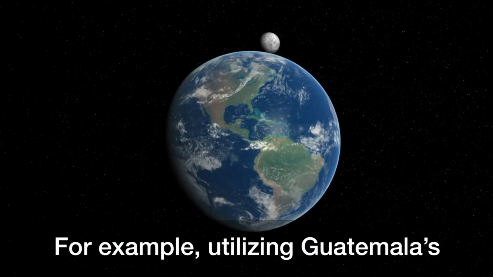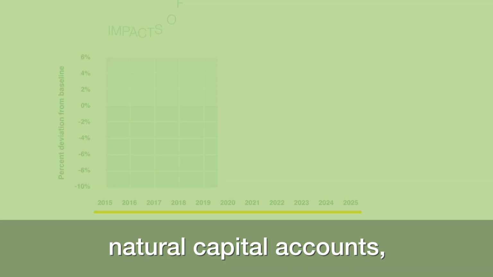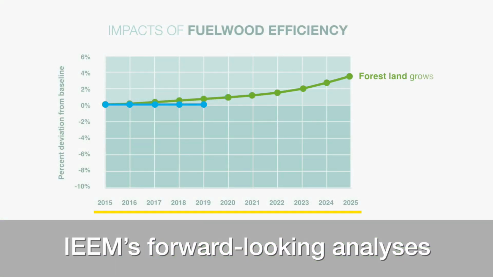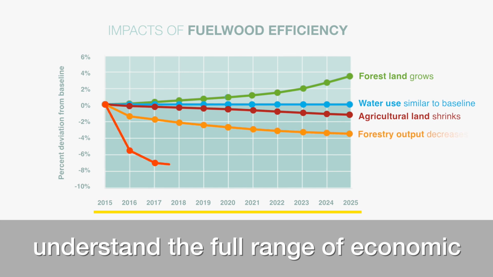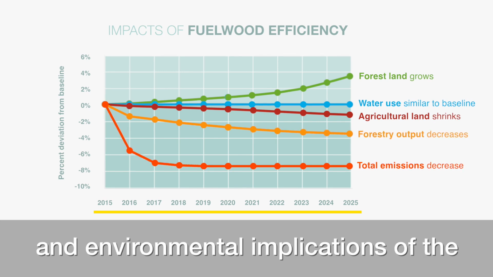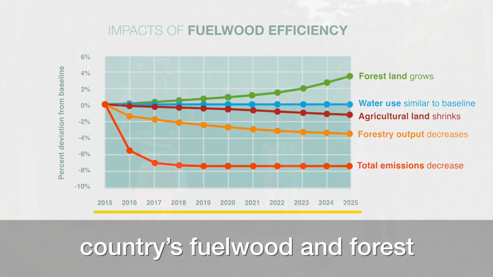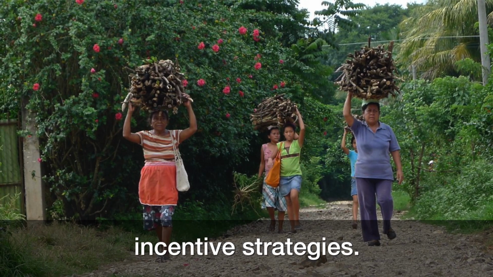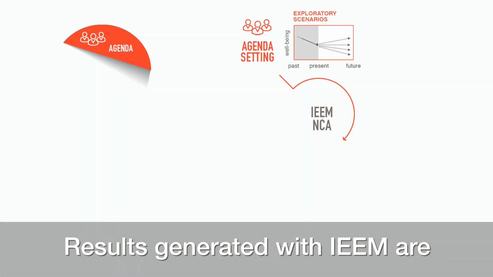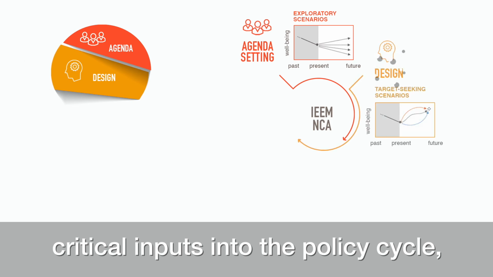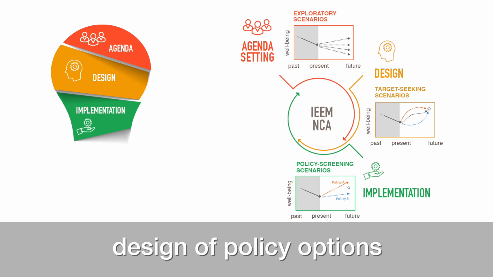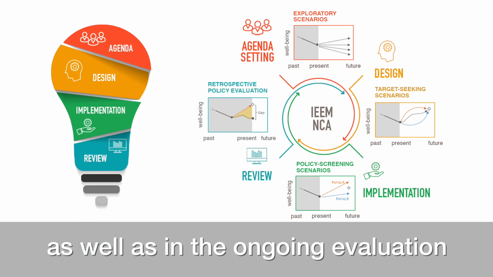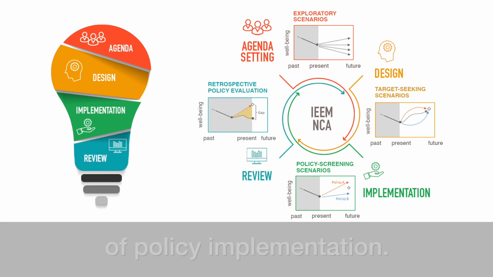For example, utilizing Guatemala's natural capital accounts, EEM's forward-looking analyses enabled Guatemalan policymakers to understand the full range of economic and environmental implications of the country's fuelwood and forest incentive strategies. Results generated with EEM are critical inputs into the policy cycle, both in the identification and design of policy options, as well as in the ongoing evaluation of policy implementation.